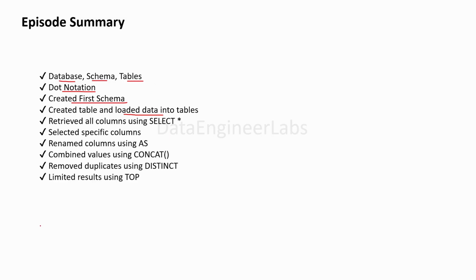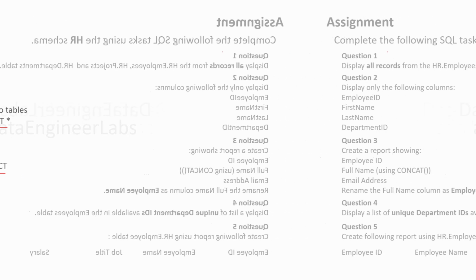Finally, we started mastering SQL by learning select statement. We practiced selecting all the columns using select star, selecting only specified columns, and then we renamed the columns using aliases. We combined first name and last name using concat, and we retrieved only distinct or unique department IDs which are used in the employee table. And then finally we limited our result using top. These may seem to be very simple queries, but these are the few queries which are very frequently used by data engineers in today's world.